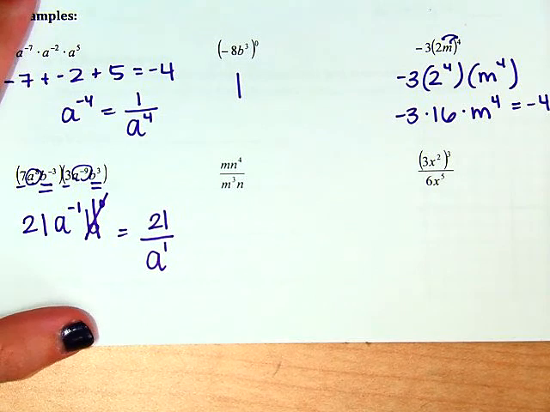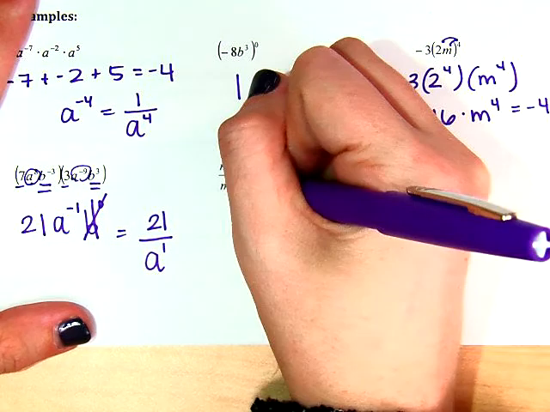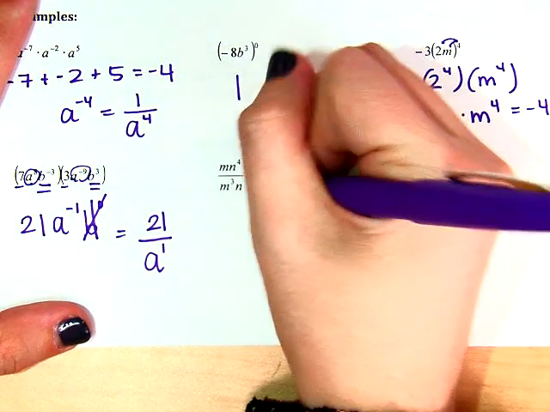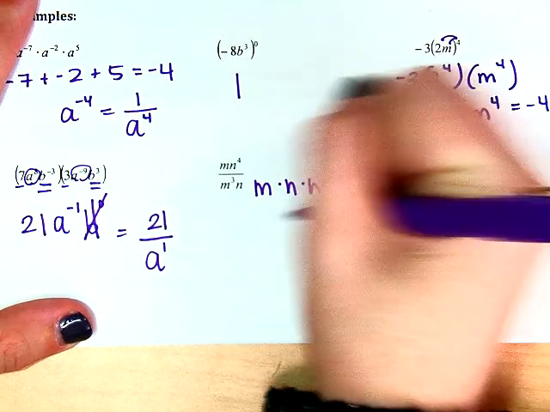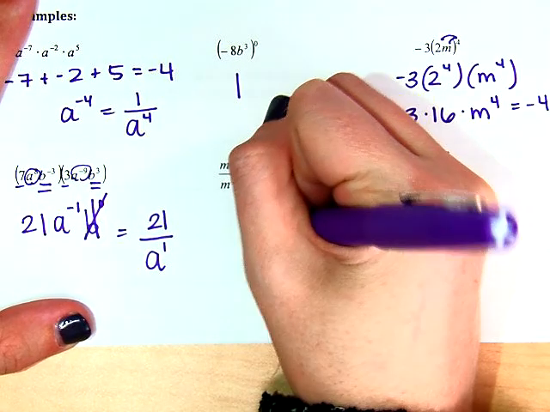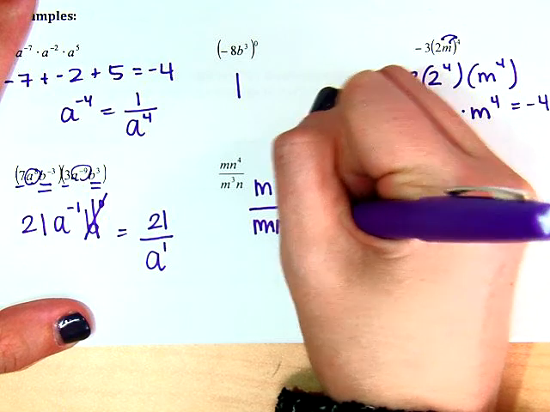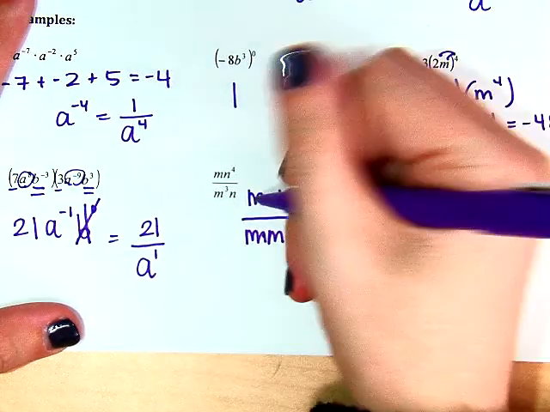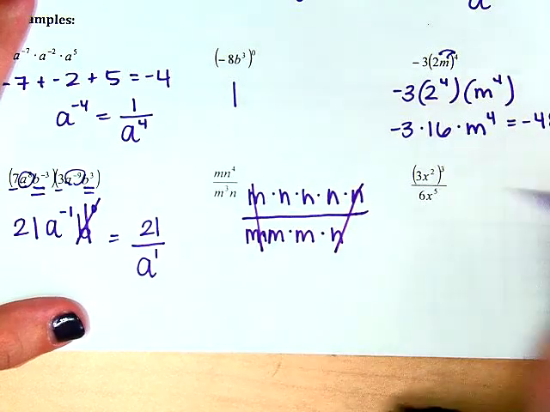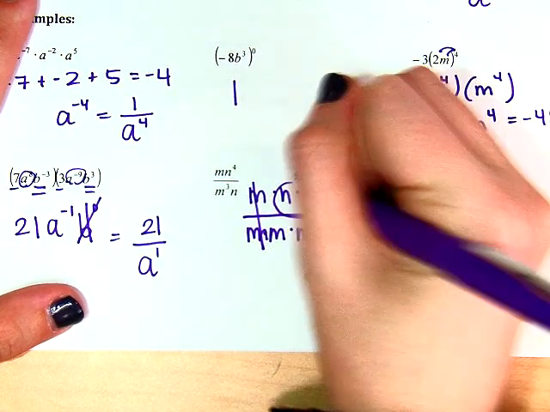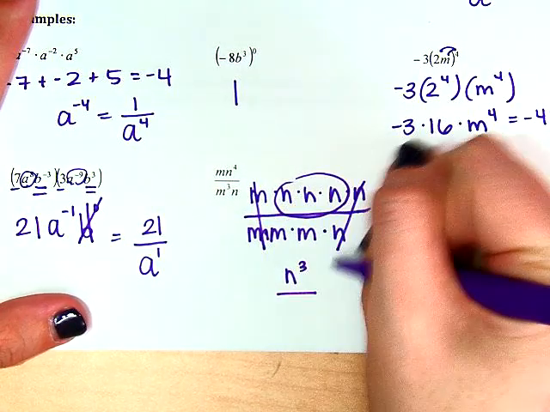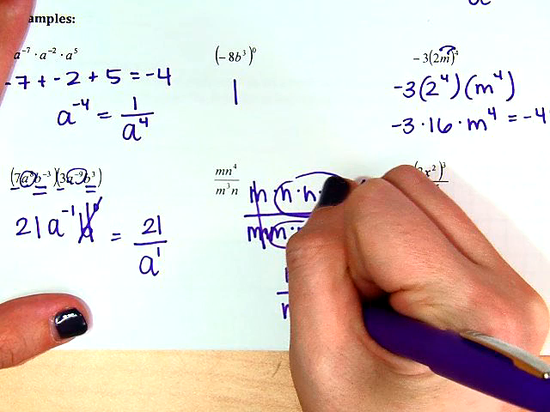Couple more. m n to the 4th over m cubed n. It's like I have one m on top and 4 n's. On the bottom I have 3 m's and 1 n. So the m's are going to cancel out and 1 n is going to cancel out. It's like I'm subtracting here. So I have 3 n's on top, n cubed, and 2 m's on the bottom, m squared.